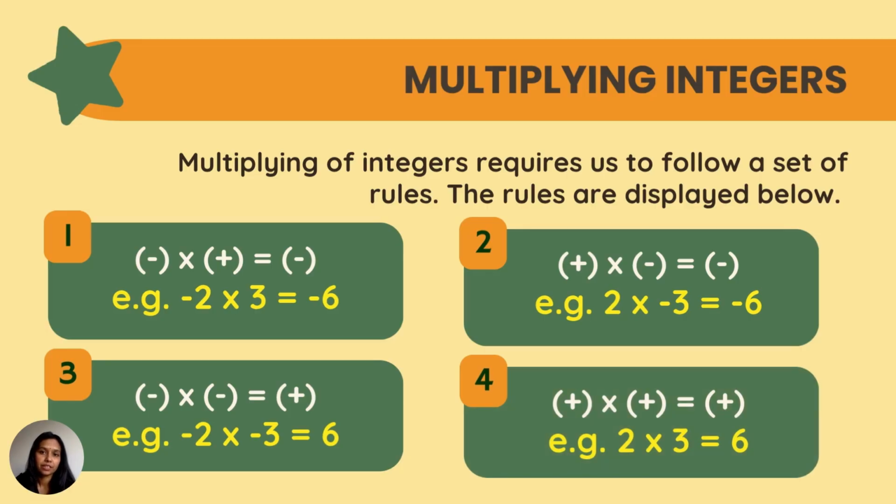Okay, let's just clarify the rules again one more time before we move into examples. So when we see a negative and a positive, we're going to get a negative answer. When we see a positive and a negative being multiplied, we're going to get a negative answer. When we see 2 negatives that are being multiplied, we get a positive answer. And when we see 2 positives, we get a positive answer. So recap that a bit before we move on to the next part.